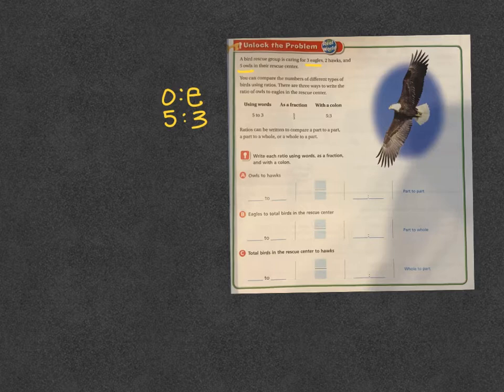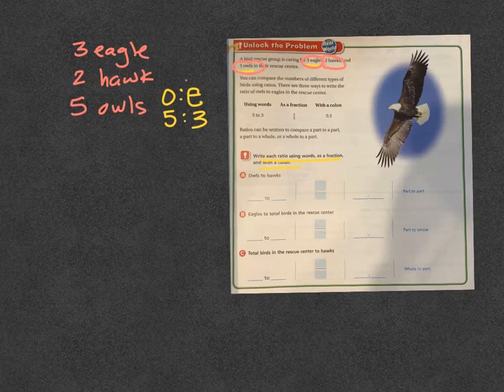Oh, you did. Ratios can be written to compare a part to a part, a part to a whole, or a whole to a part. They want us to write each ratio using words, as a fraction, and with a colon. This is what they want us to do. Underline what they want us to do. Circle the information they gave us. We've got 3 eagles, 2 hawks and 5 owls. I might write that over here too, that way I can have up close what those were.